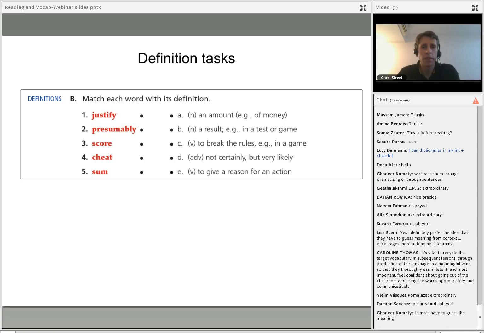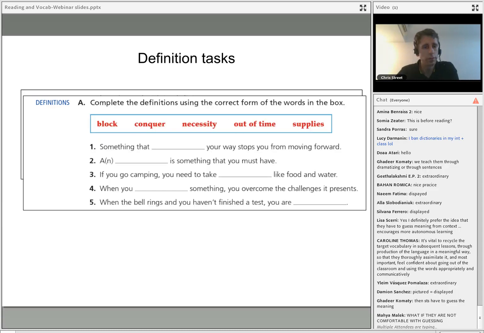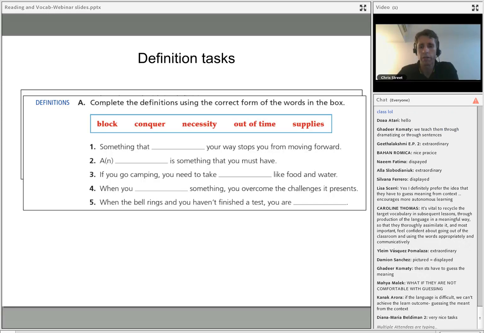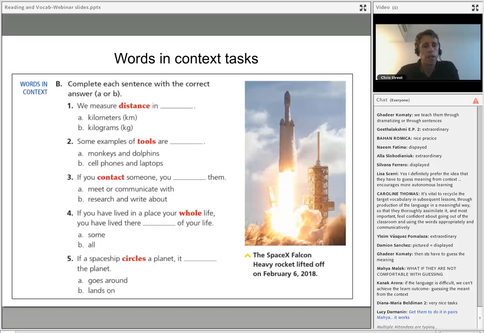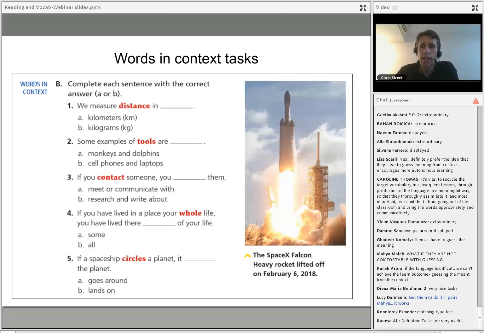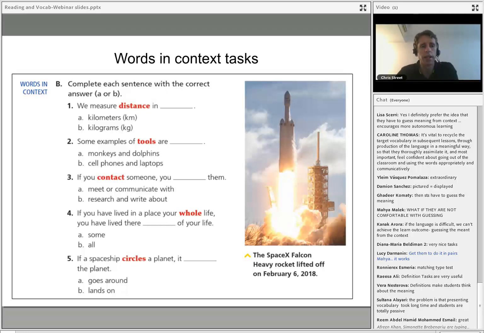You also might provide simple definition tasks. In this case, you provide the dictionary definition and have students look at the reading passage, guess from context again, and match the words to the definitions. It doesn't always have to be a matching activity. Sometimes you can be completing the definitions using target vocabulary, like this one. And it doesn't always need to be a definition either. Sometimes you can just have students choose the correct context for the word to be used in. So, for example, for question 1, it's not a definition, but if you know the meaning of the word distance, you know that the correct answer to that would be kilometers.